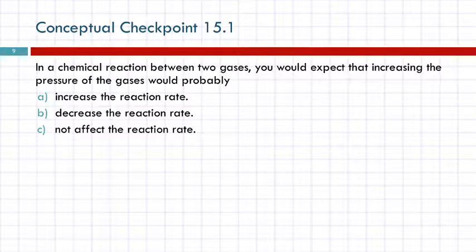So, let's look at this. In a chemical reaction between two gases, you would expect that increasing the pressure of the gases would probably increase the rate, decrease the rate, or not affect the rate. So think about what increasing the pressure of a gas does. So how could you increase the pressure? You could make the container smaller, right? That's one way to increase the pressure.